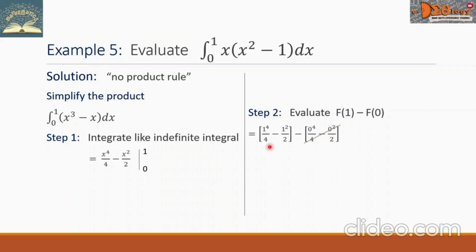Now we simplify the first group. 1 raised to 4 is simply 1, over 4, minus 1 squared is 1, all over 2. And the difference, 1 over 4 minus 1 over 2, is negative 1/4.